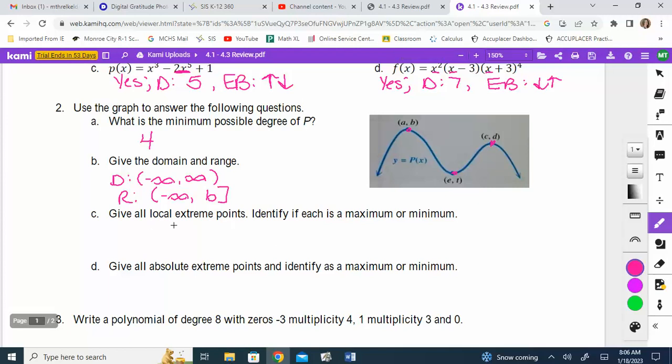All right, local extremes. So that means I want all the local max and local min points. C, D, E, T. All right, and which ones are they? Max or min? C and D would be local maxes. Local mins are E and T. Good.